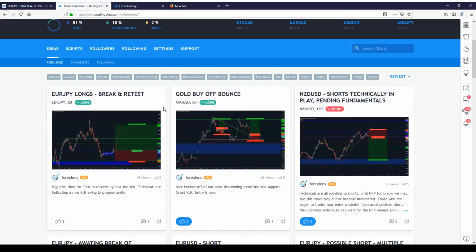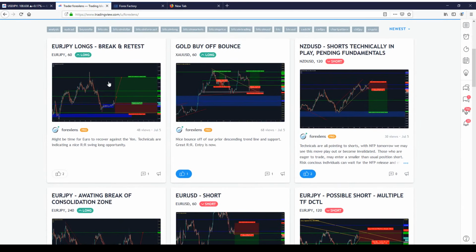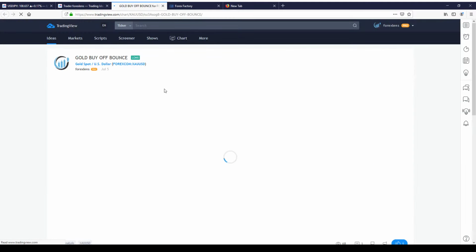So, last week I posted Euro Yen longs, and we floated an entry for that. I also posted up gold buy off bounce. So let's just look at that. It was a good trade. We did catch the initial move, but we ran into some resistance, and we're kind of free falling from there.